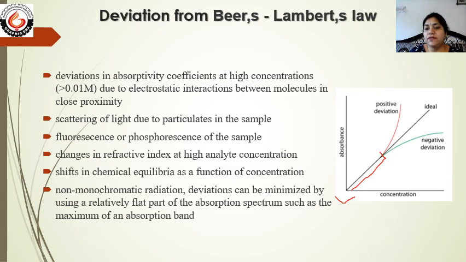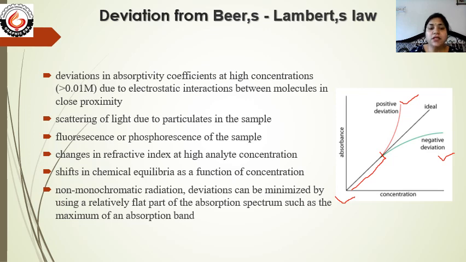If this deviation shows a lower absorbance, then the deviation is known as negative deviation. If it is on the more absorbance side, then it is known as positive deviation. So there are two types of deviation, either negative deviation or positive deviation. There are lots of reasons for these deviations, like deviation in the absorptivity coefficient at high concentration due to electrostatic interaction between molecules in close proximity.